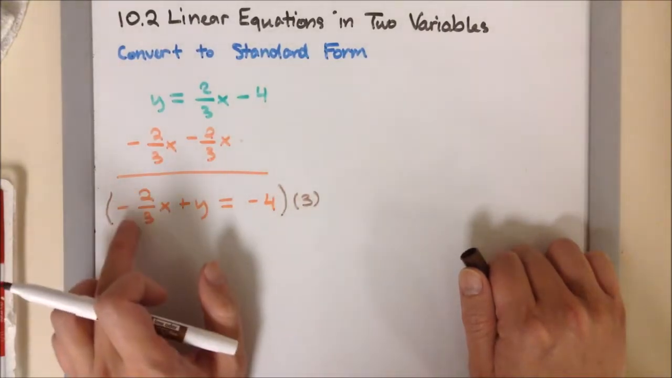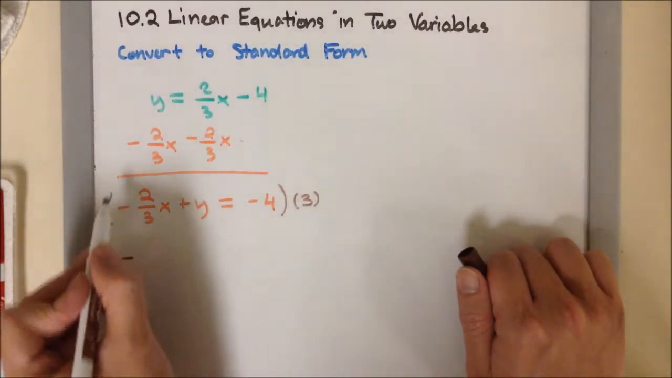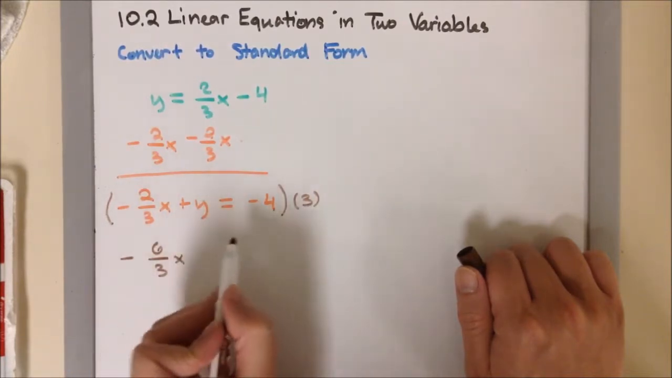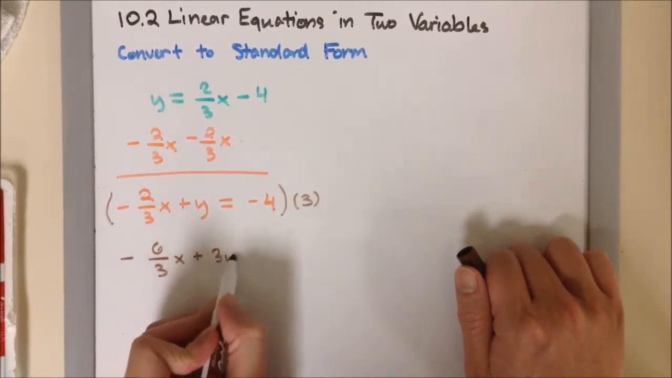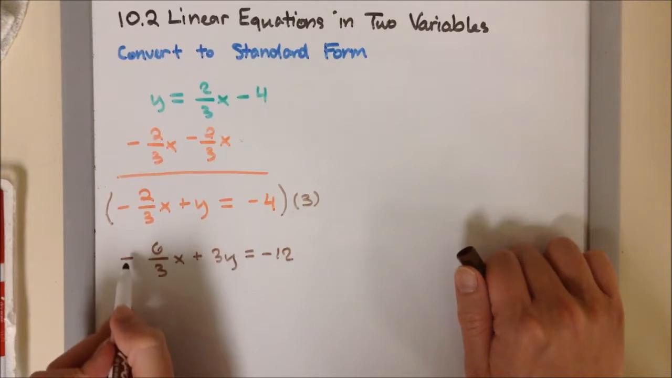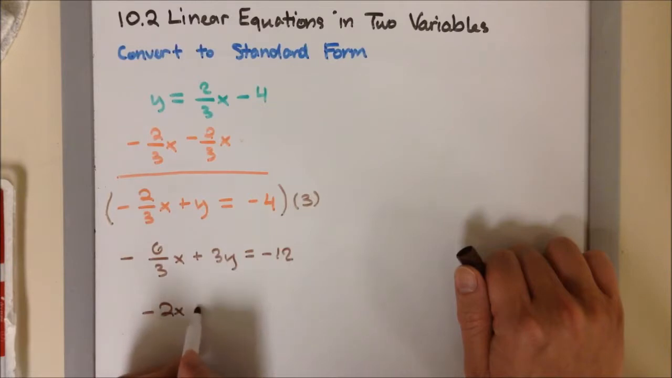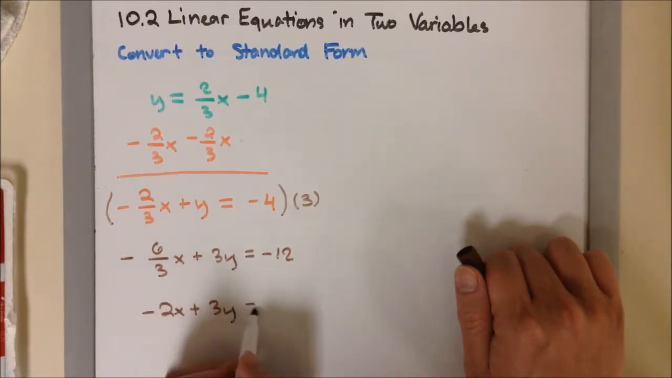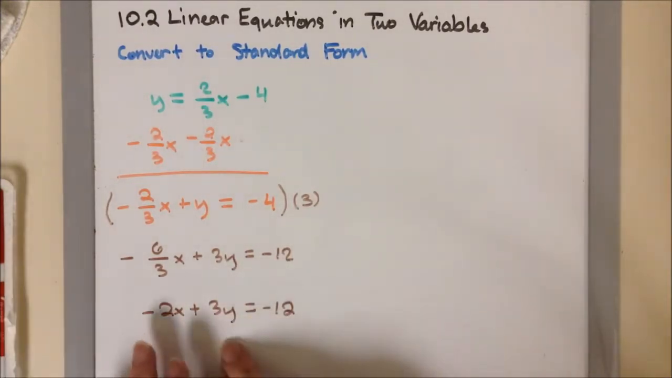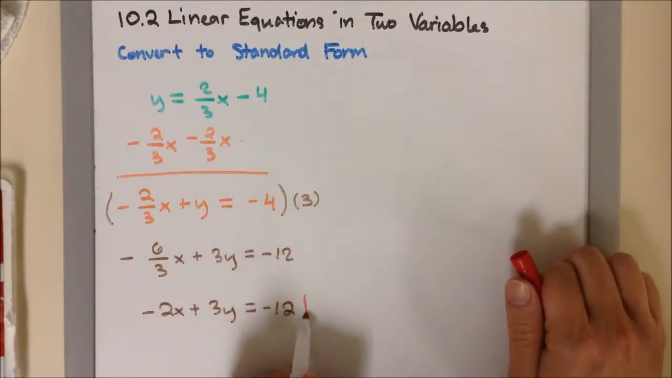So 3 times negative 2/3 x, when a whole number times a fraction, I'm just going to multiply to the numerator, so negative 6/3 x, 3 times y, which will be plus 3y, equals negative 4 times 3, that's negative 12. And then I'm going to simplify. Negative 6/3 x will be negative 2x plus 3y equals negative 12. So here I have my x and my y's on the same side, and I don't have any fractions, so this will be my final answer.